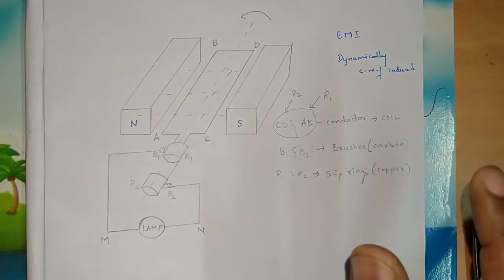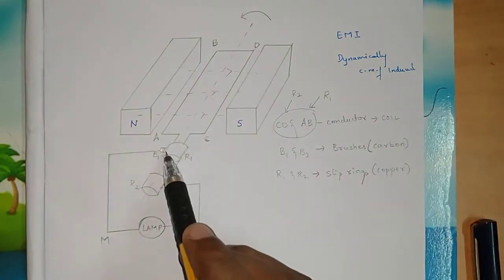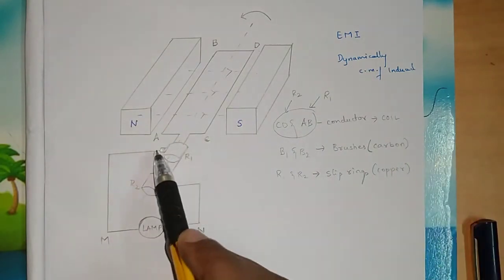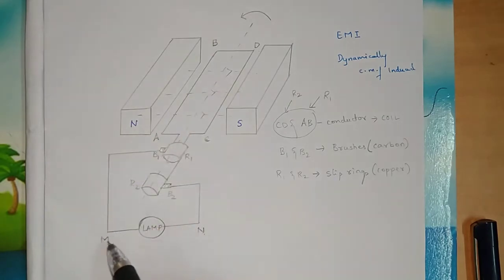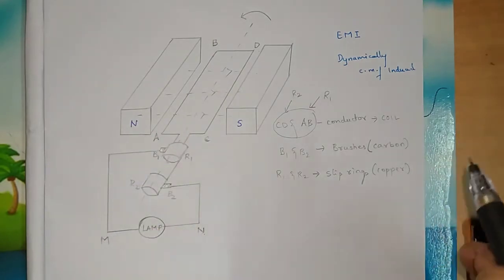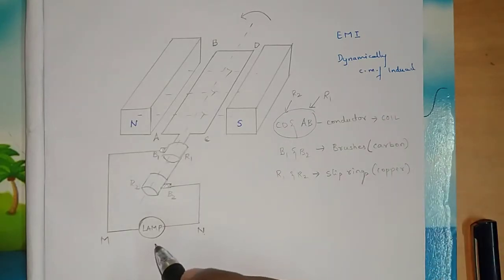So brush B1 and B2 will not rotate. It is just placed near the slip rings. So it is used only to take the electricity which is produced within the generator outside to any load. Here the load used is a lamp.